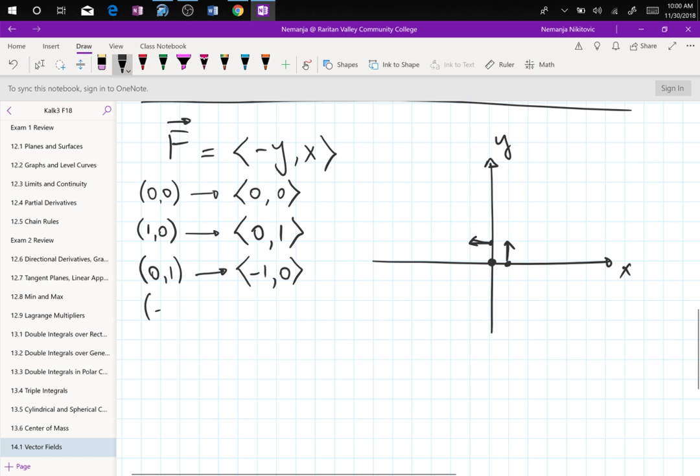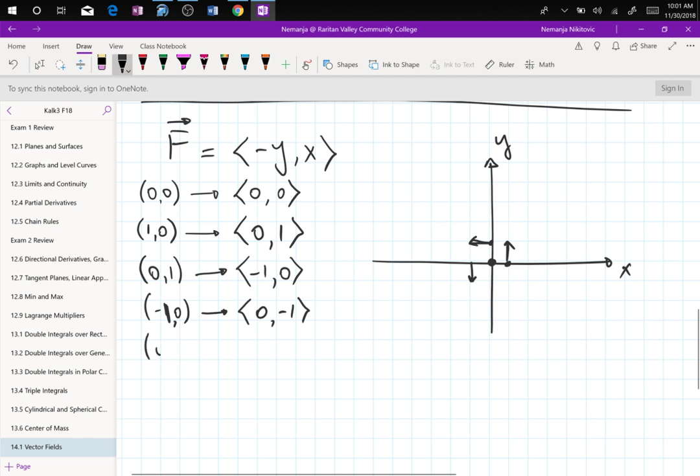The point negative 1, 0 is... Does it go from that point, like if we change 0, 0 to that point? Because if you have 0, 1 going to negative 1, 0, wouldn't that be diagonal? If we use 1, 1, it would be. We'll deal with that.